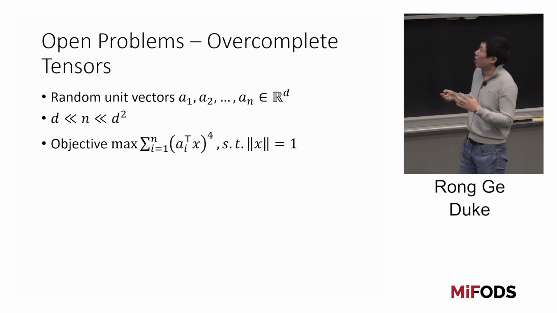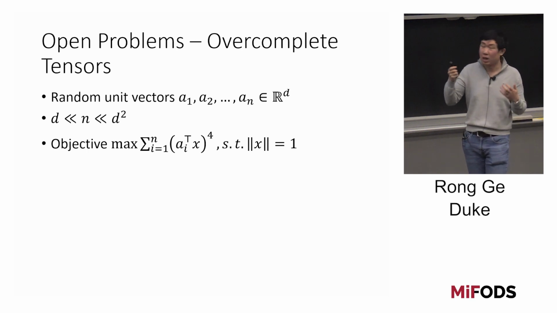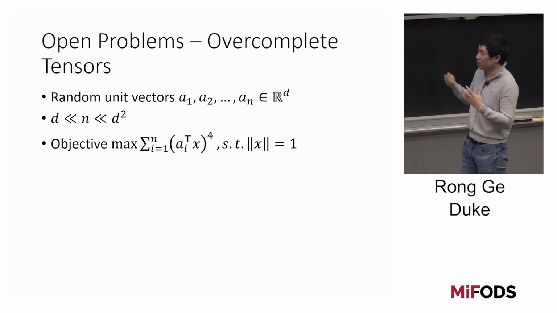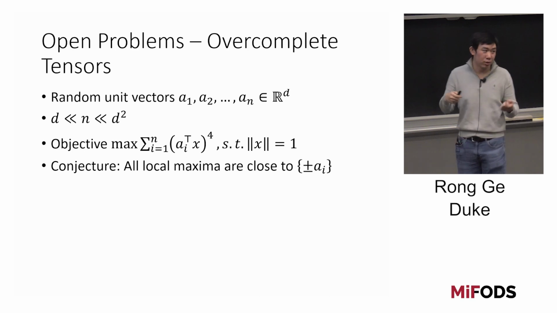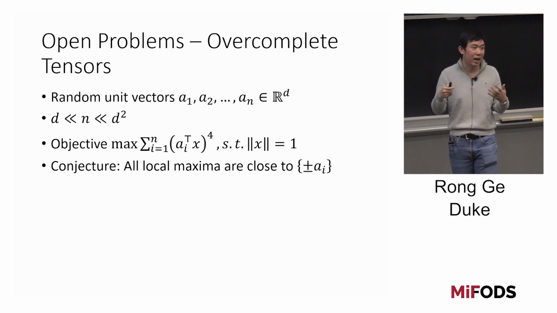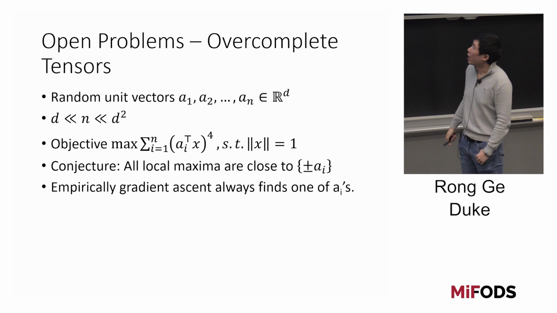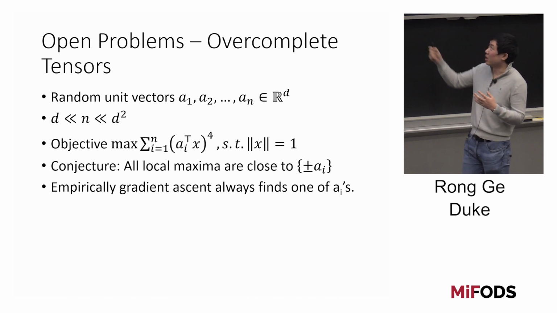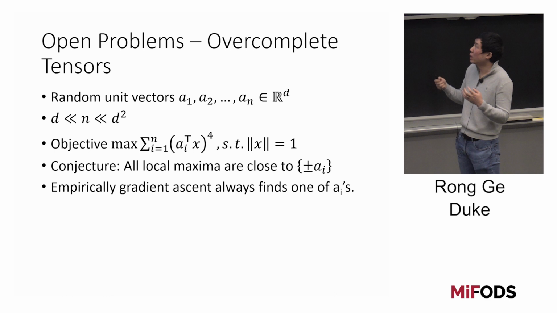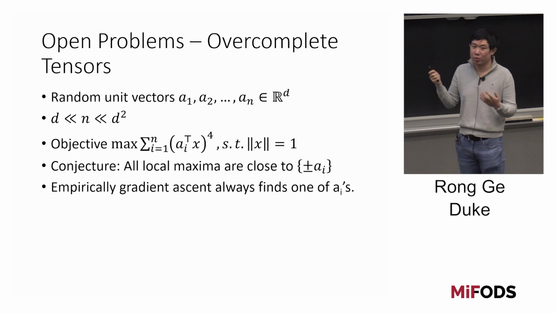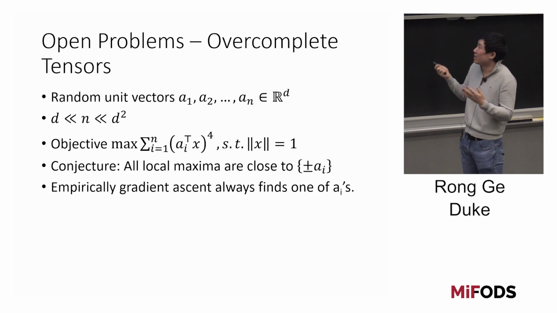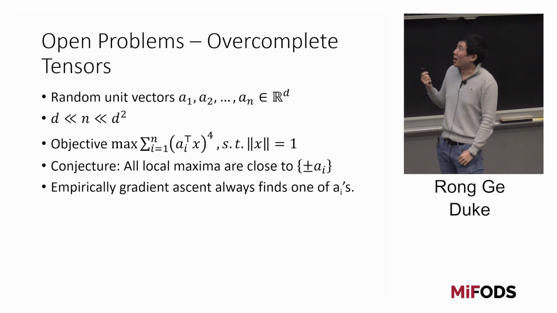I'm going to maximize an objective that's really a degree 4 polynomial related to these vectors over the unit sphere. The conjecture here is that all local maxima of this objective function are either close to plus or minus ai for some ai. Empirically, this is indeed true. If you start from a random point, gradient descent will always find you one of the ai's. We've tried this on many examples, and they all seem to work. But we don't know how to prove that.